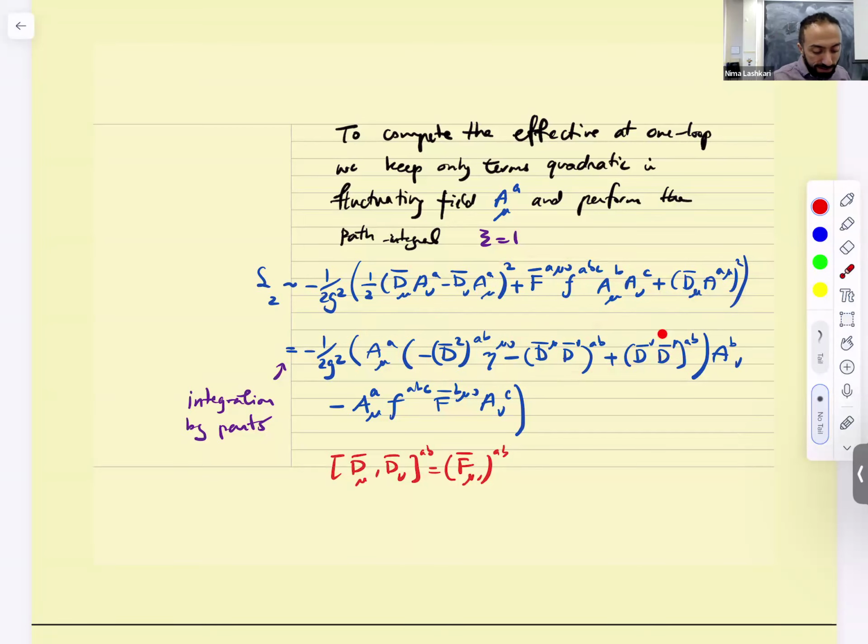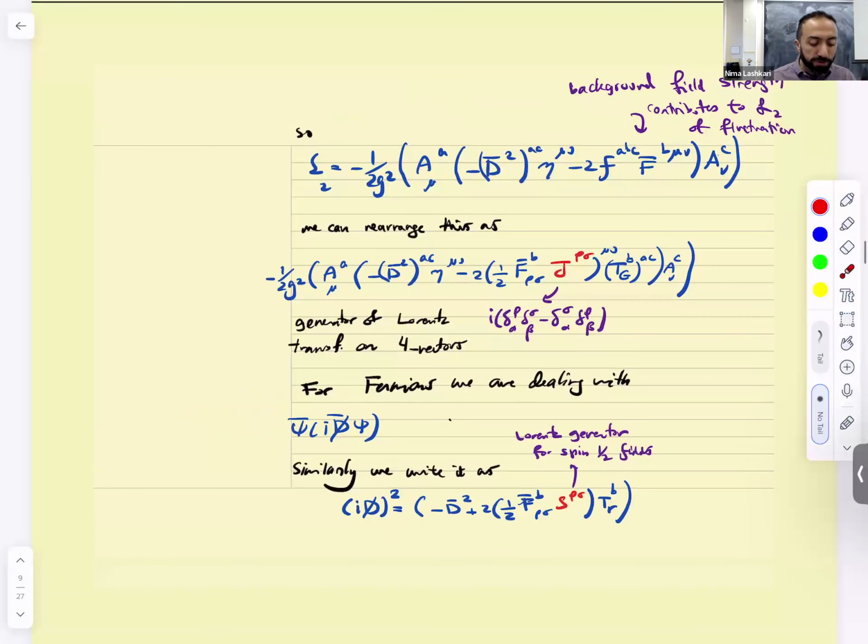So there was a piece that was purely differential operators, right? So this is the D-bar squared, and these are the differential operators. And there's a piece that we wrote this way. Then there was an observation. I understand it was too quick, but you have to work out the details that we massaged this into the following form. This is the background field strength that contributes to the kinetic term, if you wish, of the fluctuation.